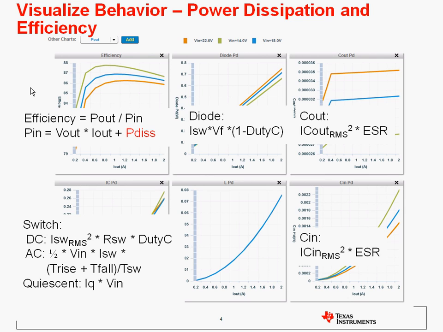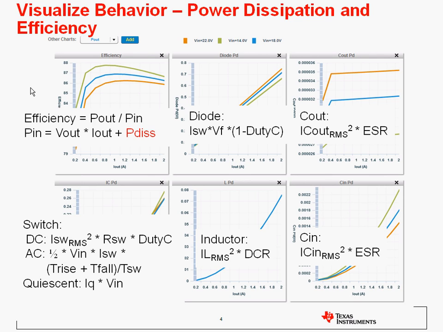The power dissipation in the switch is a little more complicated. You have DC losses, which are, again, I squared R, in this case the R being the RDS on of the switch, times the duty cycle. The AC losses are proportional to the input voltage times the switch current times the rise and fall time of the switch divided by the switching period, which is 1 over the frequency. The switch also has quiescent current losses, which are proportional to V in.